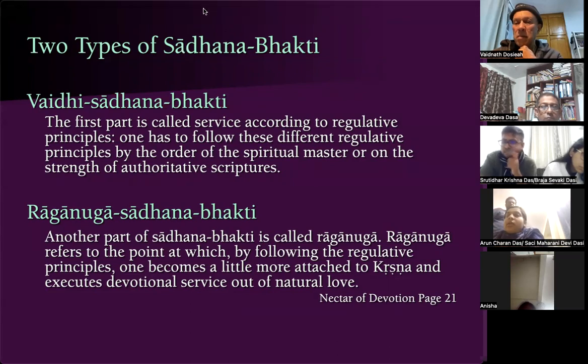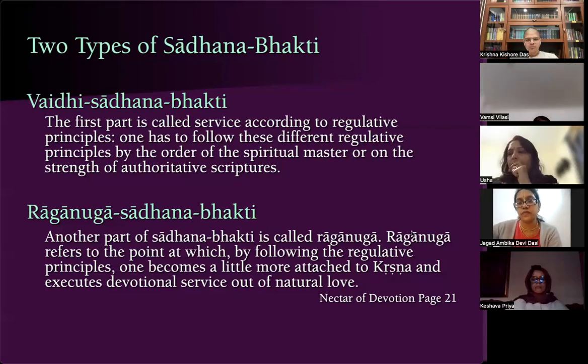Raganuga Sadhan Bhakti. Another part of Sadhan Bhakti is called Raganuga. Raganuga refers to the point at which, by following the regulative principles, one becomes a little more attached to Krishna and executes devotional service out of natural love. The technical definition of sadhana bhakti is to follow the rules and regulations of Shravan, Kirtan, Smarana, and all these 9 processes under the direction of the spiritual master.